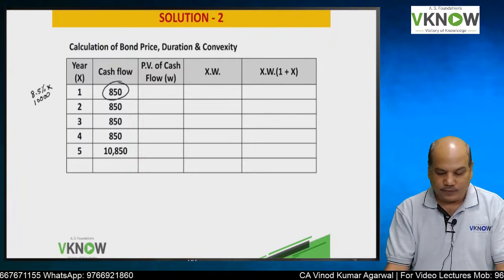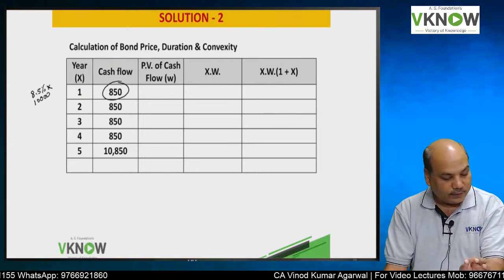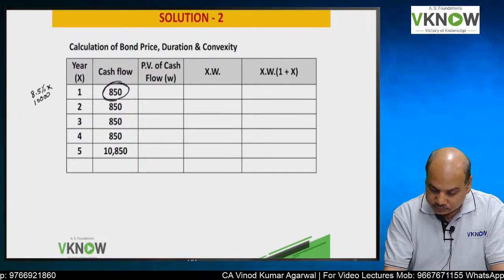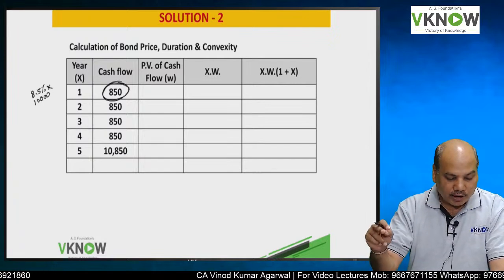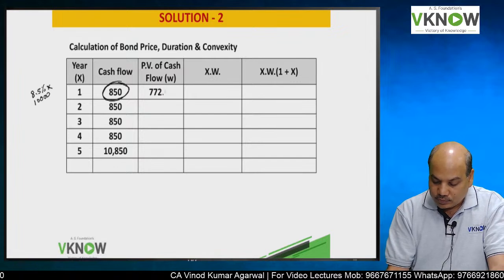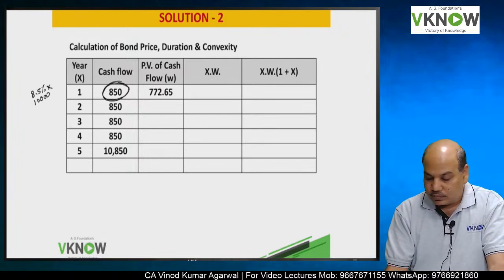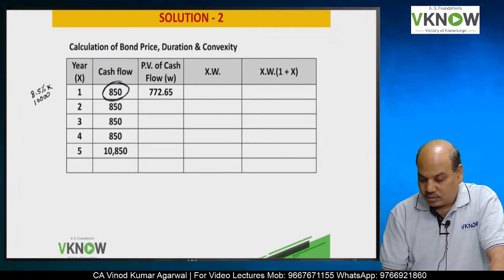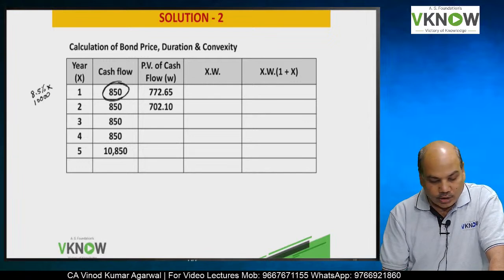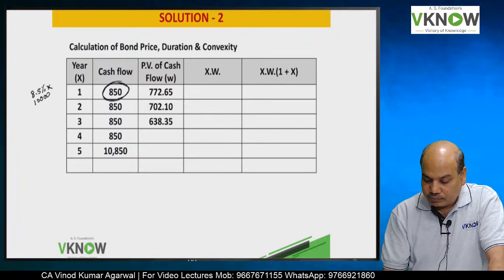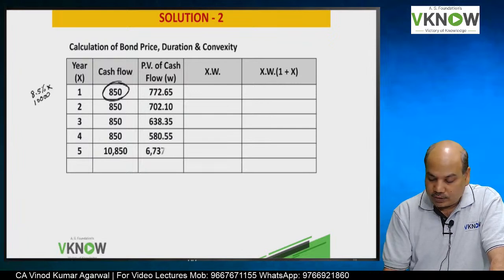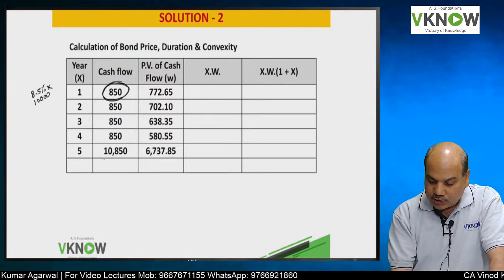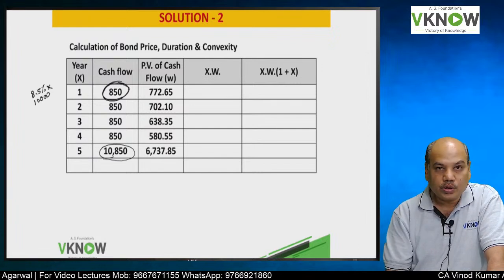That is 10,850. Now in the question, discounting factor at 10% is given. So what I will ask you to do, take this number, multiply by that factor in the question, 0.909. 850 into 0.909 is 772.65, memory plus, so that the total can be got fast. Again 850 into 0.826, 850 into 0.751, factors are given in the book, multiply, use memory plus function. Last one 10,850 into 0.621.